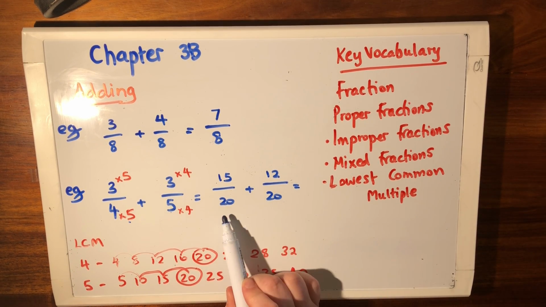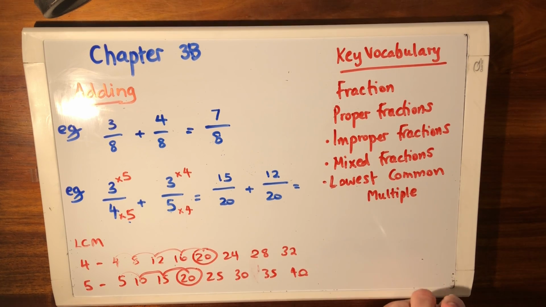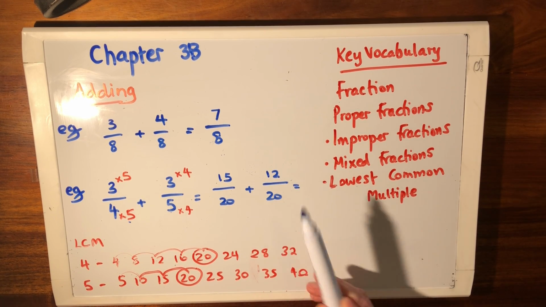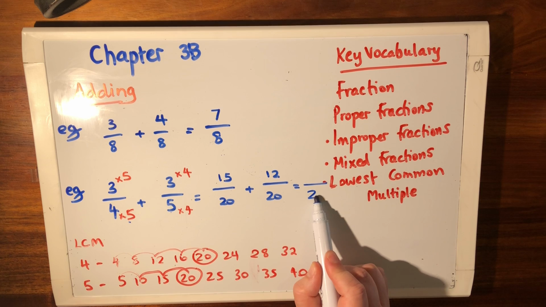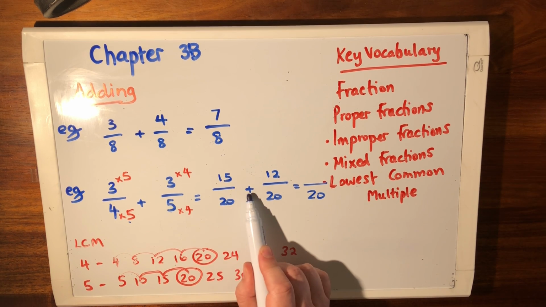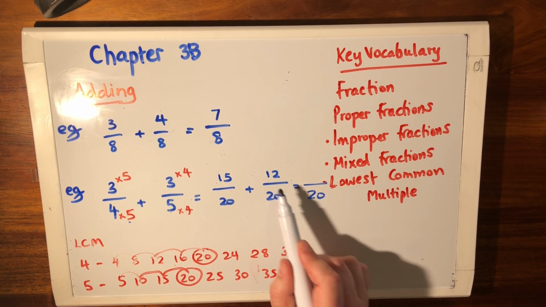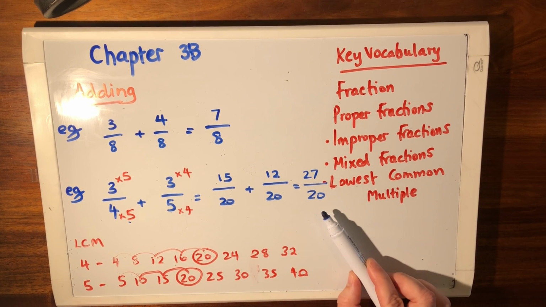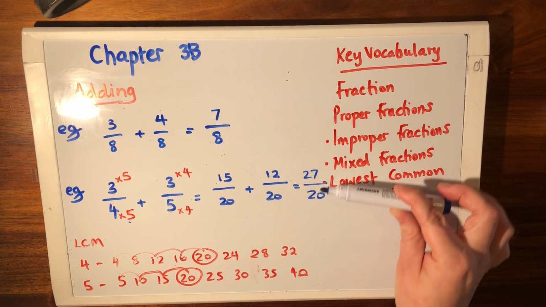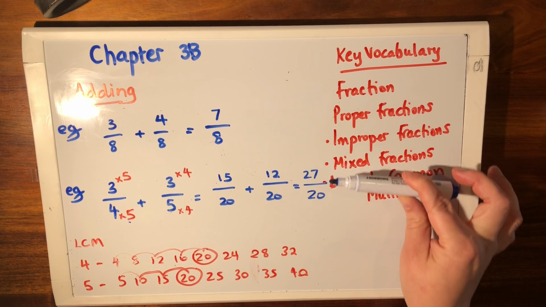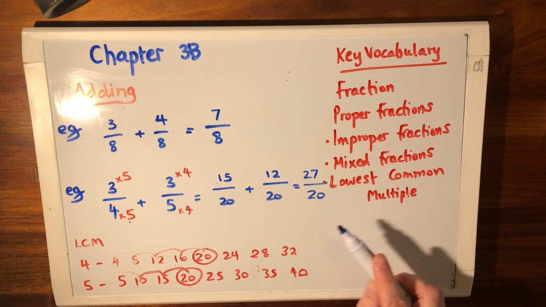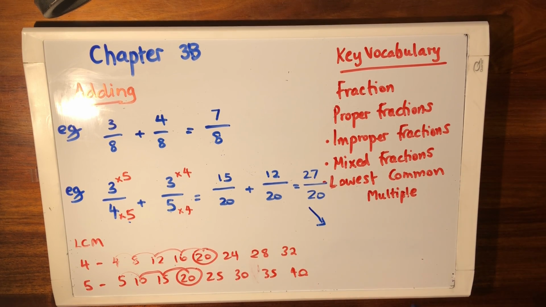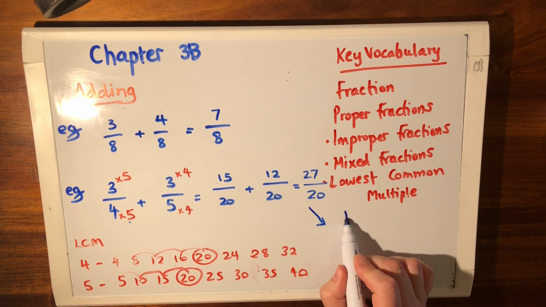Now I've got my denominators the same. All I need to do now is add my numerators. So my denominator stays the same, and my numerator is 15 plus 12 equals 27. Note that my answer here is an improper fraction, where my numerator is higher or more valuable than my denominator. I then have to convert that to a mixed fraction.